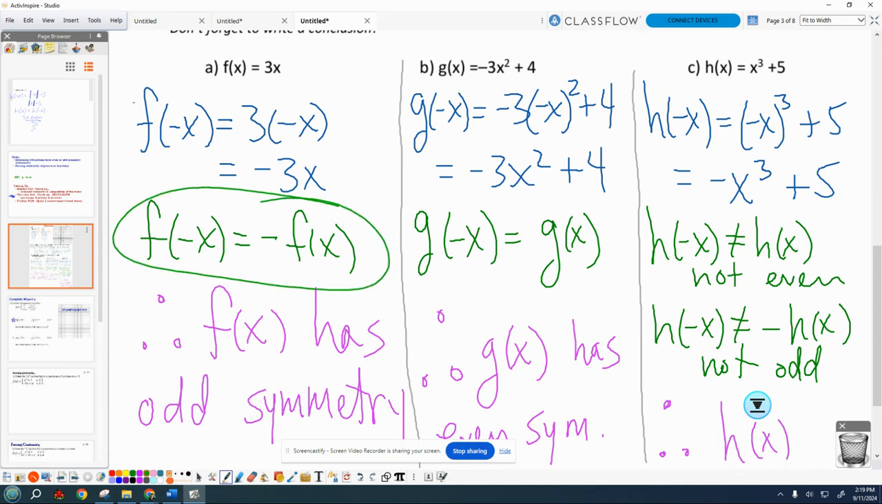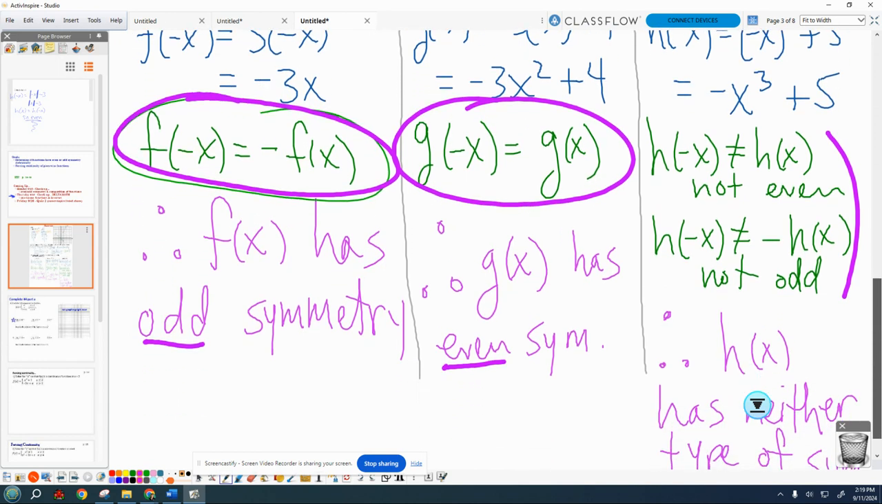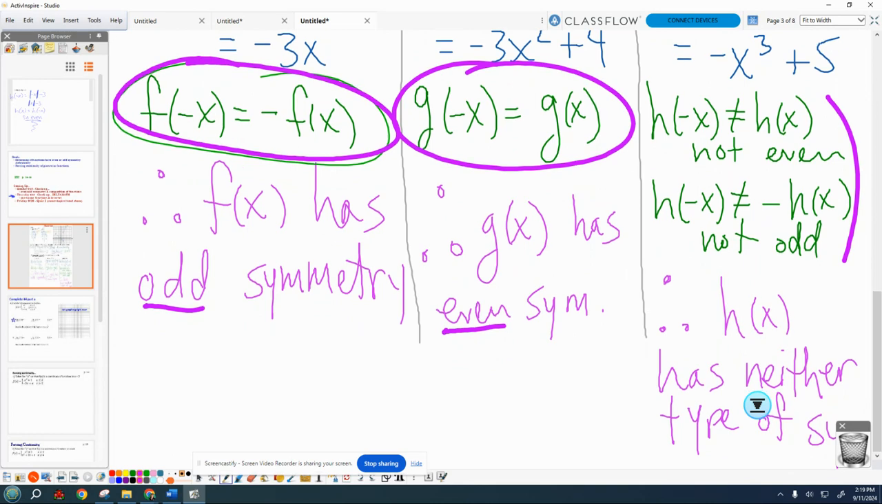this statement, because this, I know it's odd. Because this, I know it's even. Because neither of those things worked, I know that h of x does not have any kind of symmetry.